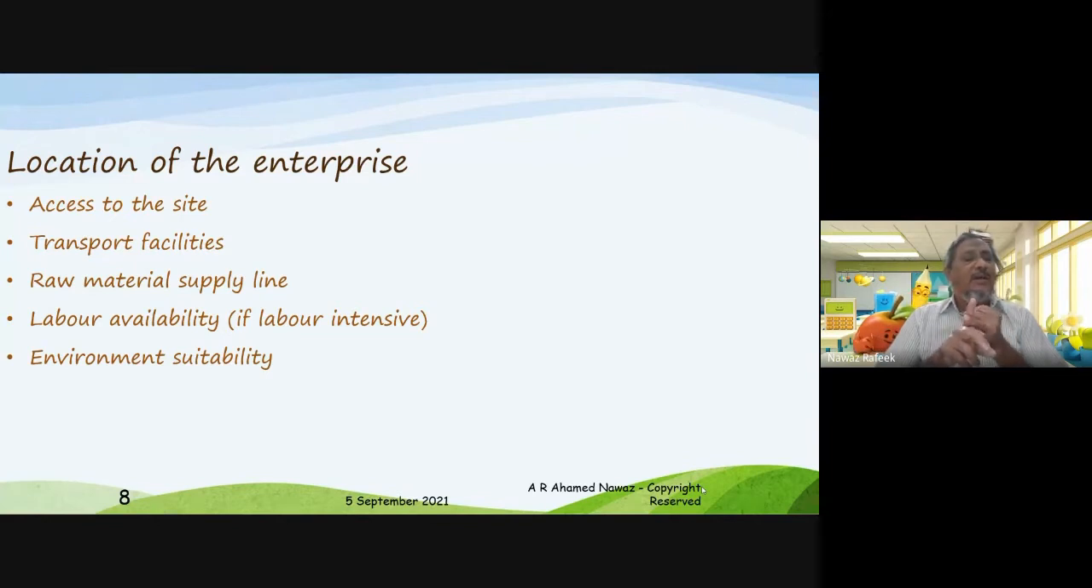Similarly, under the Land Reclamation Act, you cannot cut a tea, rubber, or coconut estate. You cannot do this without approval. You cannot put up a building close to the sea. According to the Coast Conservation Act, within 100 meters from the shore, you cannot put up any construction.